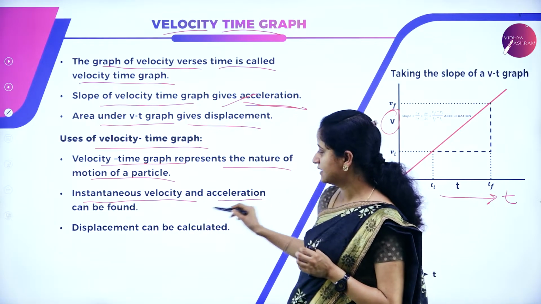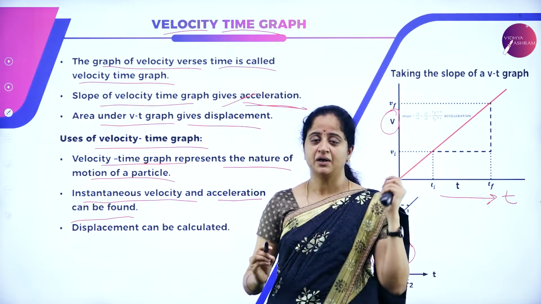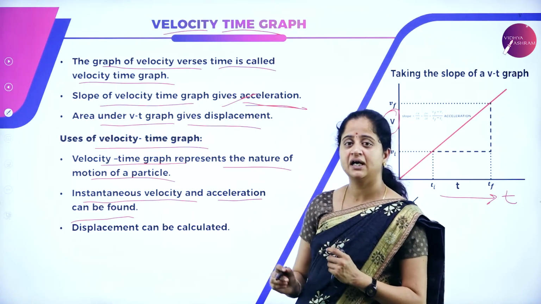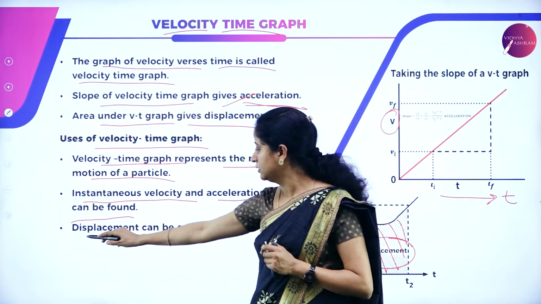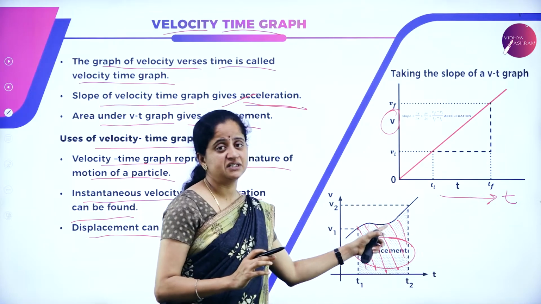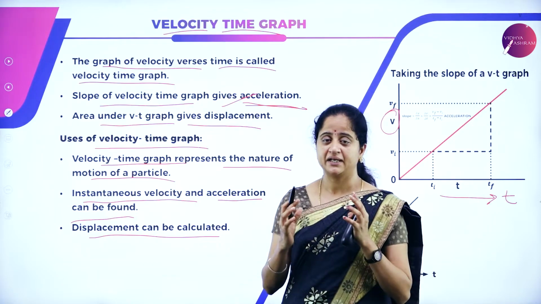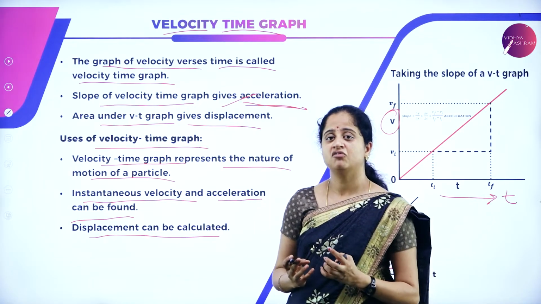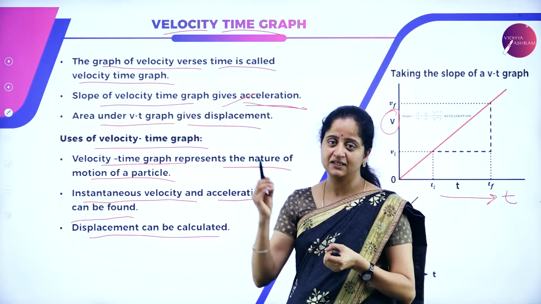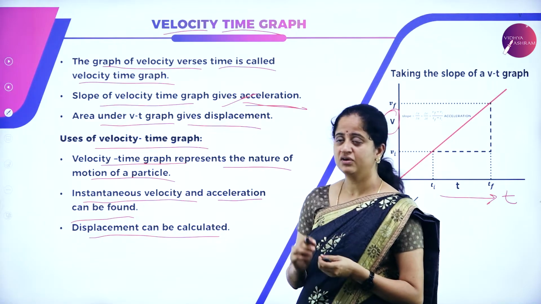Instantaneous velocity and acceleration can be found, which means the velocity at that particular instant of time and the acceleration that the body is experiencing can be calculated with the help of the VT graph. And also the displacement can be calculated by calculating the area under the VT graph. By taking the slope of the VT graph, the acceleration can be calculated. By analyzing the area of the VT graph, we can get the displacement of a particle. So what is displacement? It is nothing but the change in position of a particle. So these are the advantages of the VT graph.